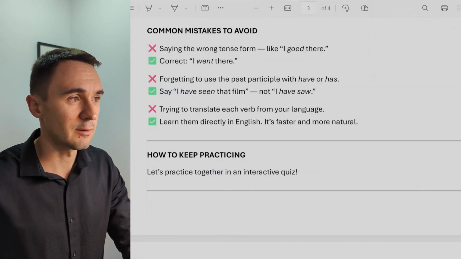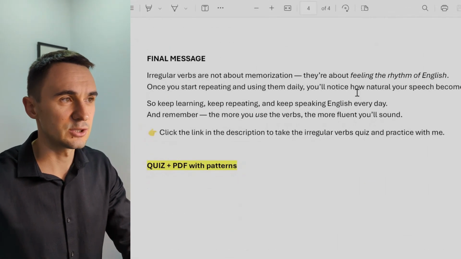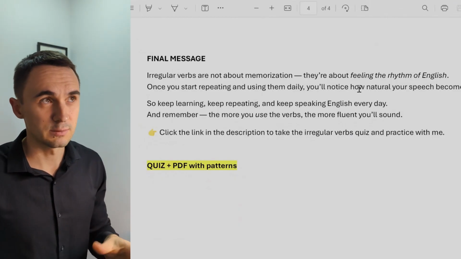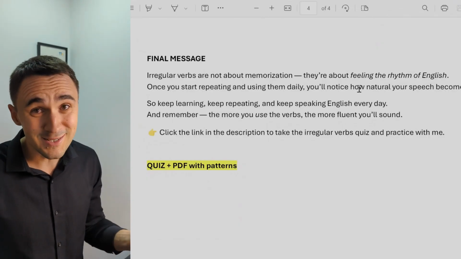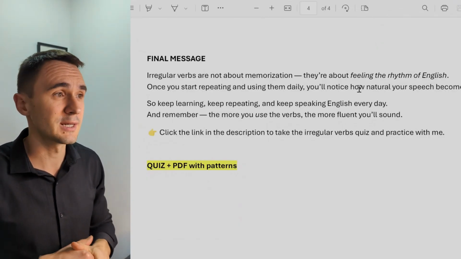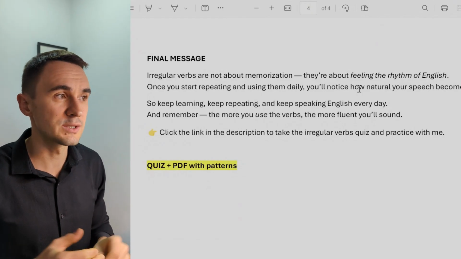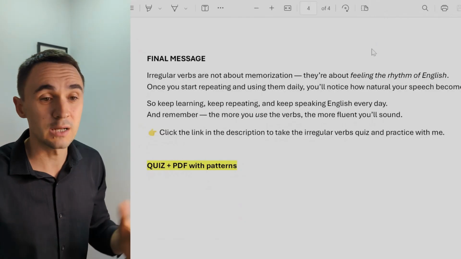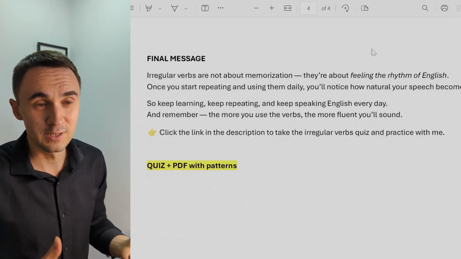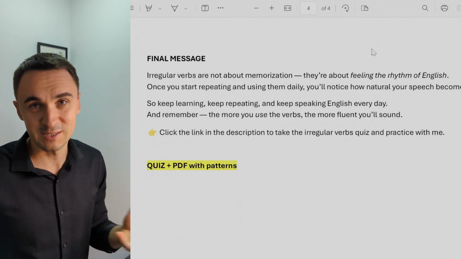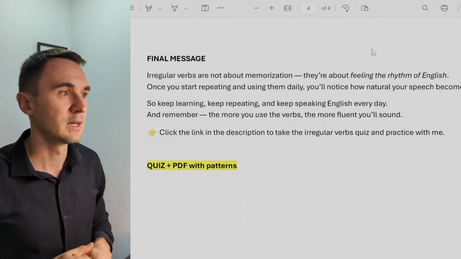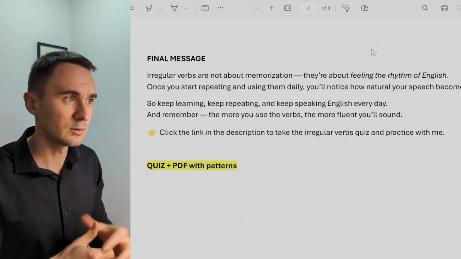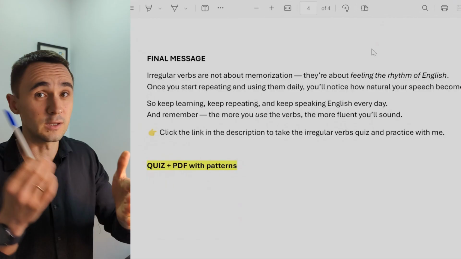Now, let's come back to our presentation here, okay? And let me just read out to you the final message. So, irregular verbs, they are really, really important because they are the backbone of all tenses, of English grammar, yeah? So, once you start repeating and using them daily, you'll notice how natural your speech becomes. Well, we can't avoid learning this because it's an essential part of English grammar. Keep practicing. Use those tips that I've given you. Use the rhythm. Go, went, gone.